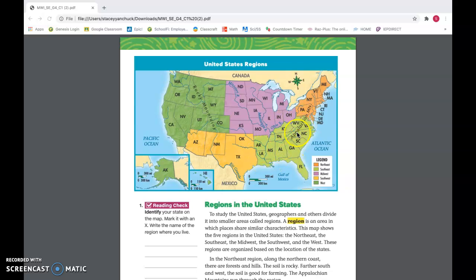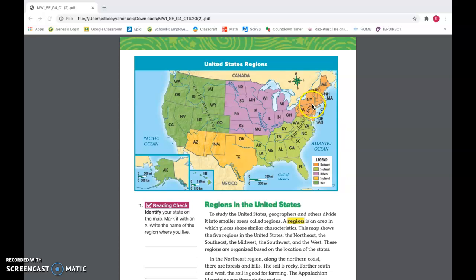So this green over here is the southeast. Orange up here is the northeast. This is the southeast. This is the midwest. This is the southwest. And then this is all the west over here. And as you can see, we have different landforms or different things that you can see that differentiate the regions from each other.